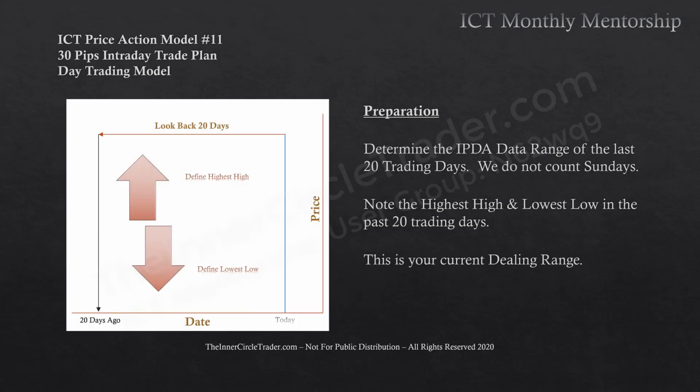We're going to be determining the IPDA data range for the last 20. Now, it's very specific with model 11 here. The last 20 trading days is all that's required. We do not count Sundays. We're going to be noting the highest high and the lowest low in the past 20 trading days. This is your current dealing range.